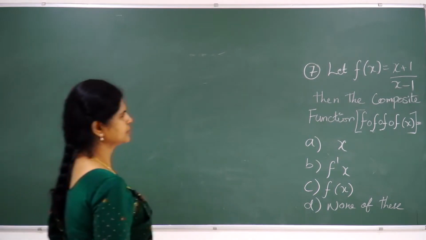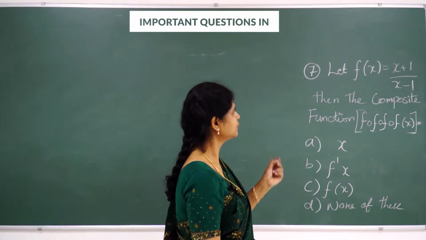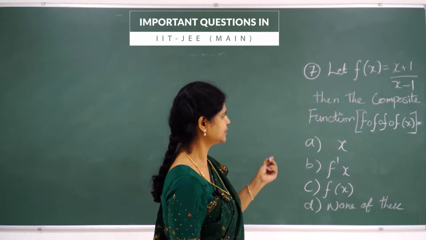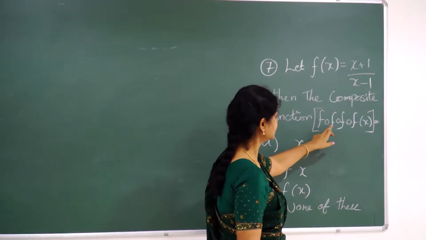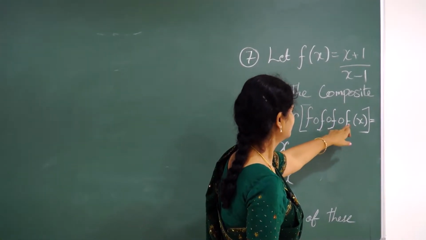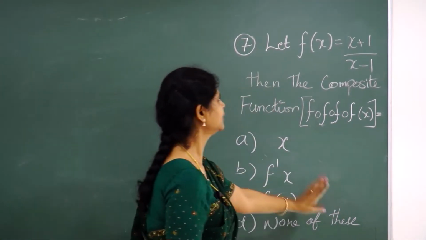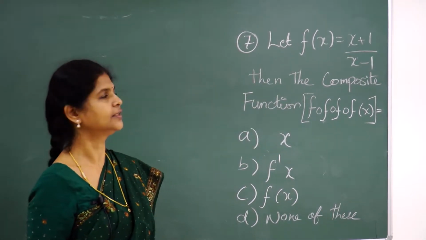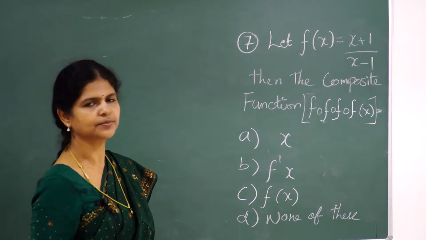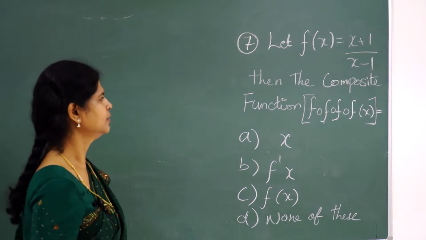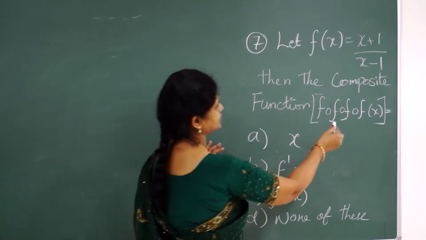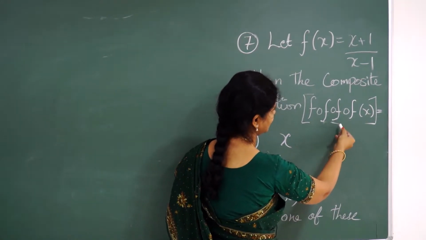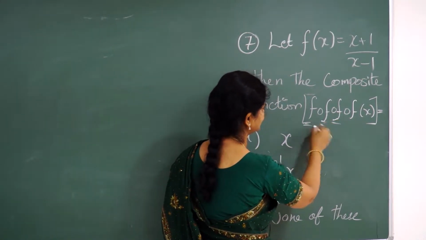So next, the function is given by f of x equal to (x plus 1)/(x minus 1). It is a composite function. You have to find the composite of f four times, f composite f composite f composite f of x. Okay, so first you take the two composites. Start with the first function, then the second one, then the third and fourth, and you get the answer.